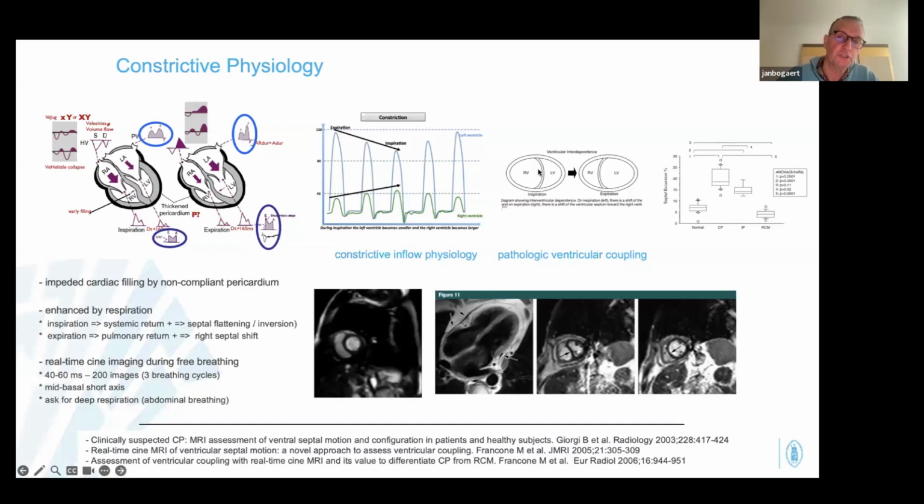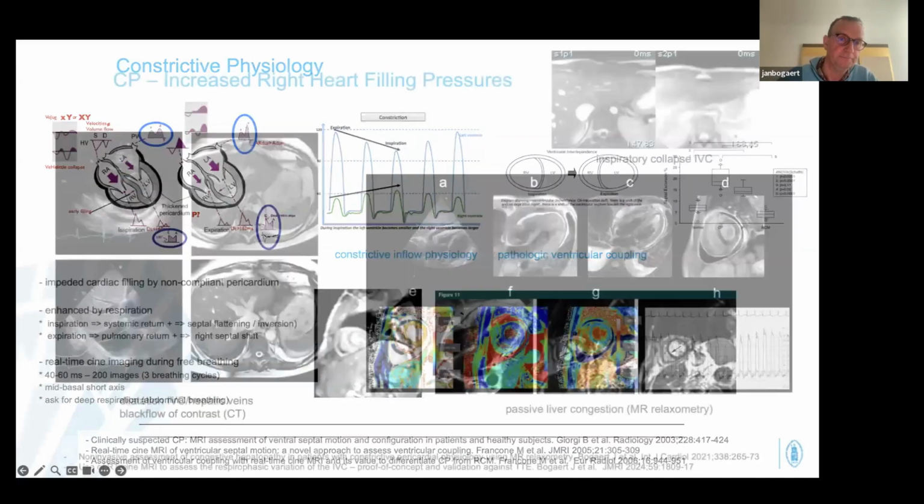So during inspiration, you see a shift of the septum leftward. During expiration, you see a shift rightward. And we can exploit this using real-time cine imaging. Typically, we use a short axis slice somewhere between the mid and the basal part, and we ask the patient to breathe in, breathe out. And you will see, as he starts breathing in, the sudden septal inversion. So this is showing the inversion, and then the increased rightward septal shift during expiration.